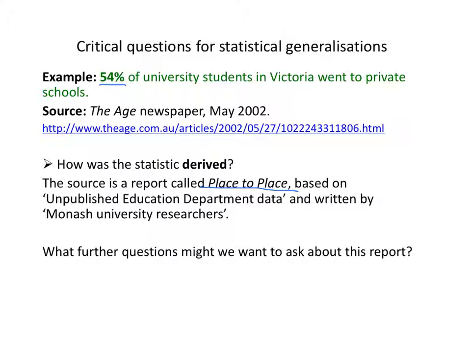Let's suppose this is true though, that 54% of university students in Victoria went to private schools. What might explain that? Why would it be the case that most university students went to private schools? Just pause the video for a moment and think about some possible explanations of this statistic.